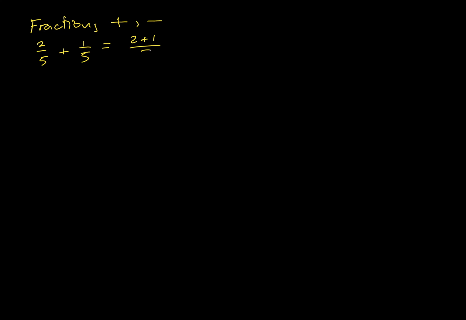over 5. So it's like 2 oranges plus 1 orange is 3 oranges. Think of it that way. So the common denominator is the same. So in this case, it's easy. If on the other hand, you have 2 over 5 plus 3 over 4, say, the denominator there is different. So we have to make them the same.